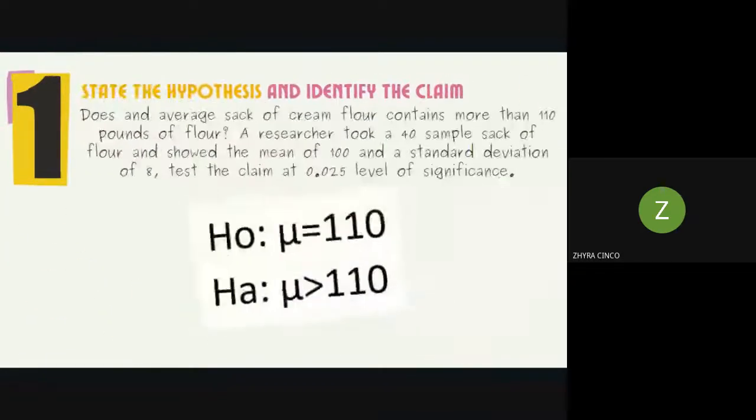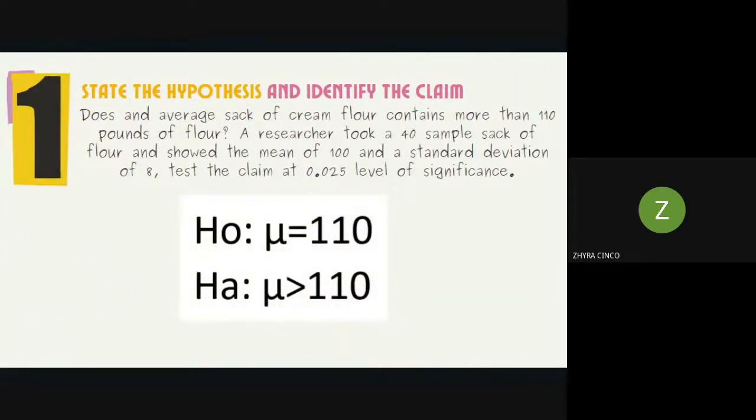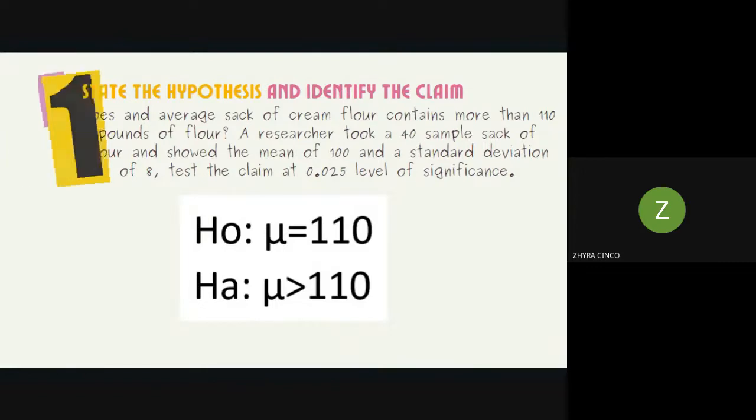For the first step, we will be stating the hypothesis and identifying the claim. The null hypothesis says that mu is equal to 110 pounds, but our alternative hypothesis is mu is greater than 110 pounds. "More than" is the keyword, so HA is greater than.